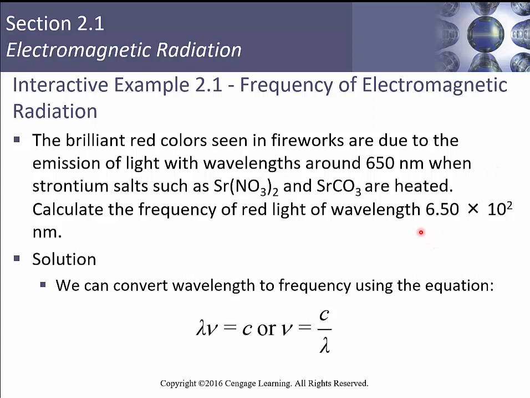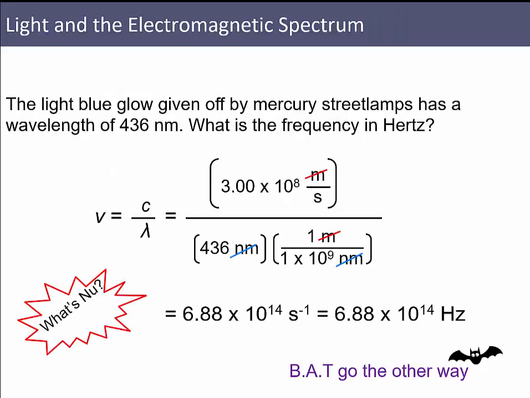So what we're going to do is convert wavelength into frequency using the equation lambda times nu is equal to c, or nu is equal to c over lambda. And when we do that, we end up with a frequency of 4.6 times 10 to the 14 hertz, which is right in that ballpark that we're kind of expecting for a visible photon. Let's look at another example.